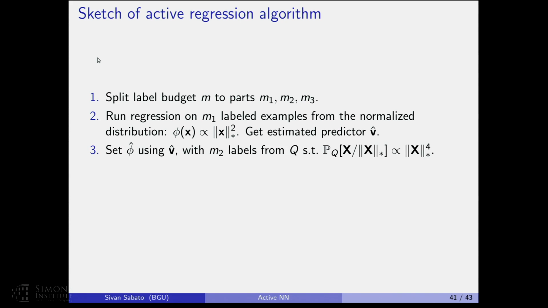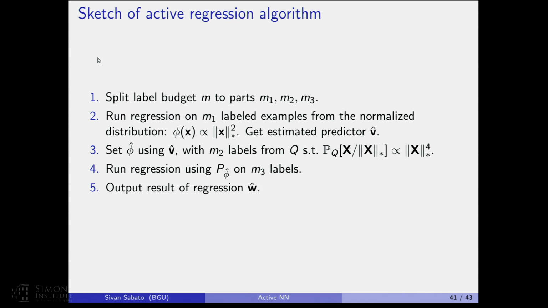Okay? So in the second stage, we do another type of sampling with M2 labels and get phi hat, which is our estimate of the weight function. And then finally, we run regression using this new phi hat on the last part of our label budget. So the idea is you first do some learning, you use it to improve your weight function, and then you do the actual learning that will get you the predictor that you're looking for. This is the sketch of the algorithm.